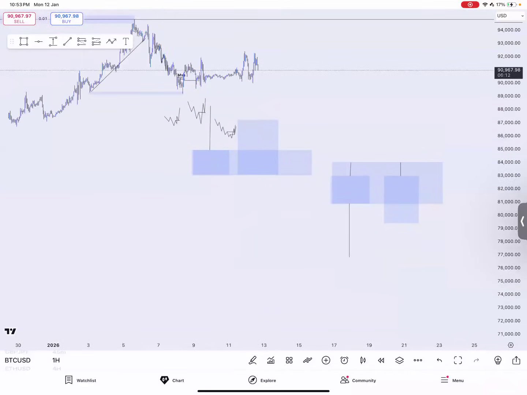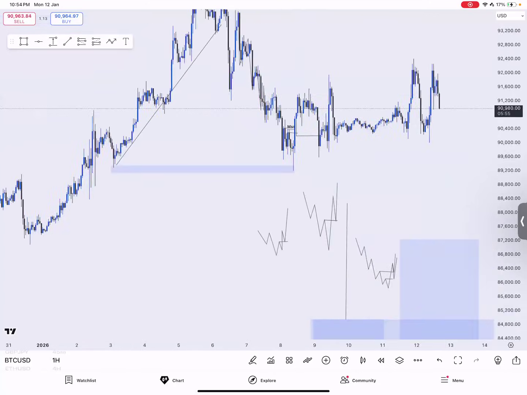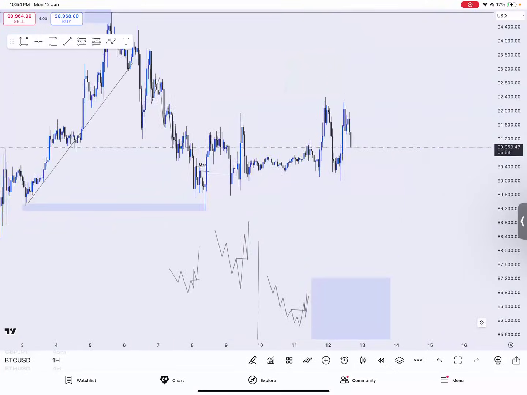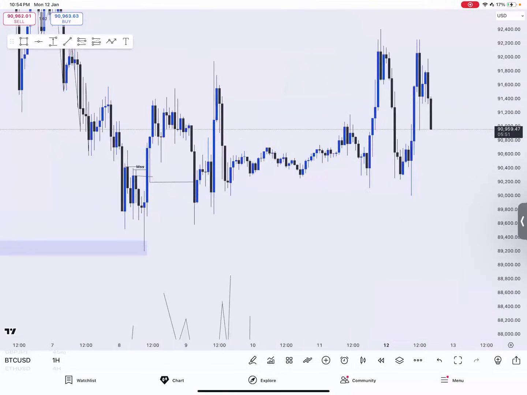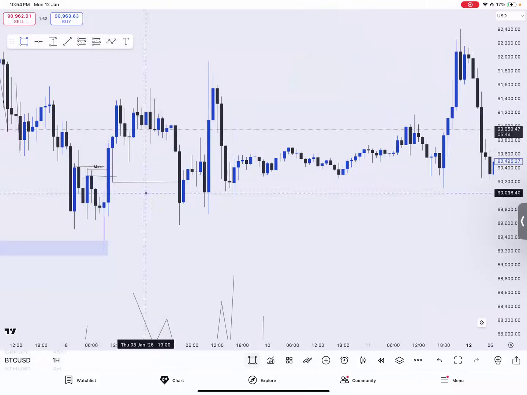So it's now time to fuse everything together. You've gotten the structure part, the MSS or the double break of structure, and gotten your inducement. Then for this scenario, you look for your order block that is after the inducement. So once the inducement gets taken out, you mark out your order block. For this trade here, our inducement is right here. Our order block is down here.